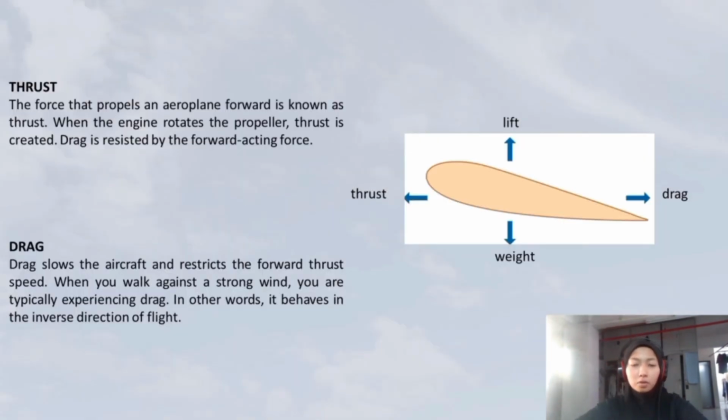The force that propels an aeroplane forward is known as thrust. When the engine rotates the propeller, thrust is created, and drag is resisted by the forward-acting force. The drag slows the aircraft and restricts the forward thrust speed. There are actually four main forces that act on the wing: lift, weight, thrust, and drag.